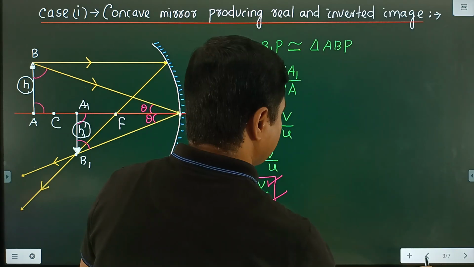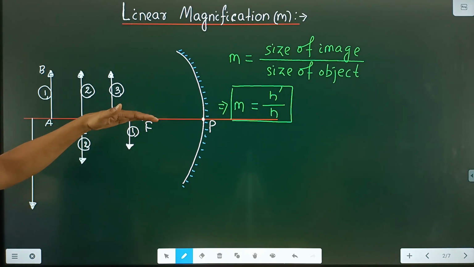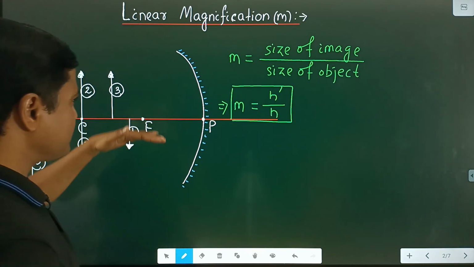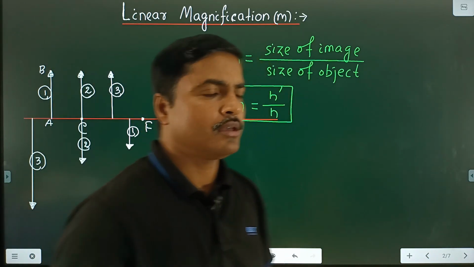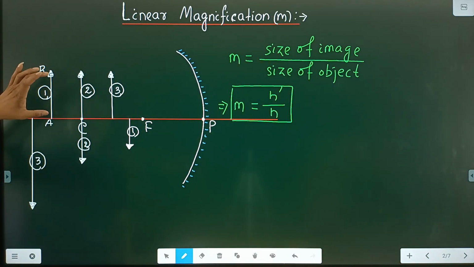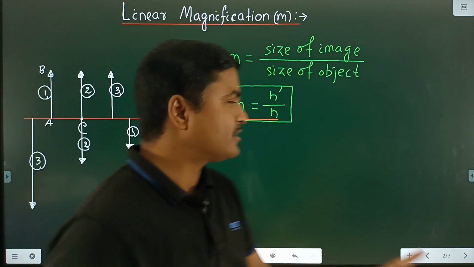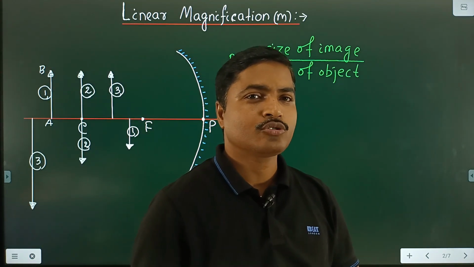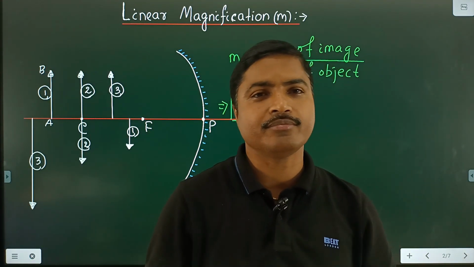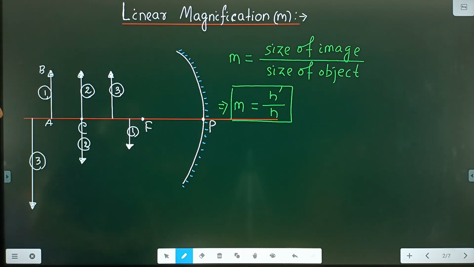In case of real and inverted image, look at the figure. This one is the real and inverted image. Inverted image means that is situated below the principal axis. Below the principal axis means in place of h prime, we write minus h prime. And above the principal axis, object is there, so in place of h, we put plus h. That means magnification is equal to minus h prime divided by h, so that magnification is negative in case of real and inverted image.